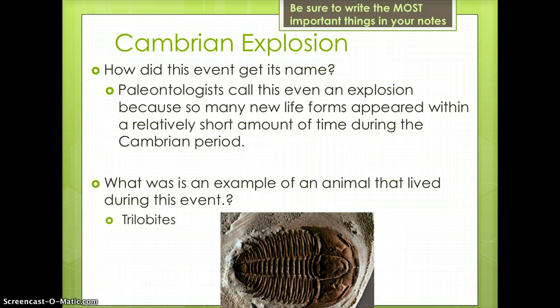This event is called the Cambrian Explosion because the explosion of new life forms occurred during the Cambrian period. An example of a life form that existed during this time were trilobites. A fossil of a trilobite is shown here.